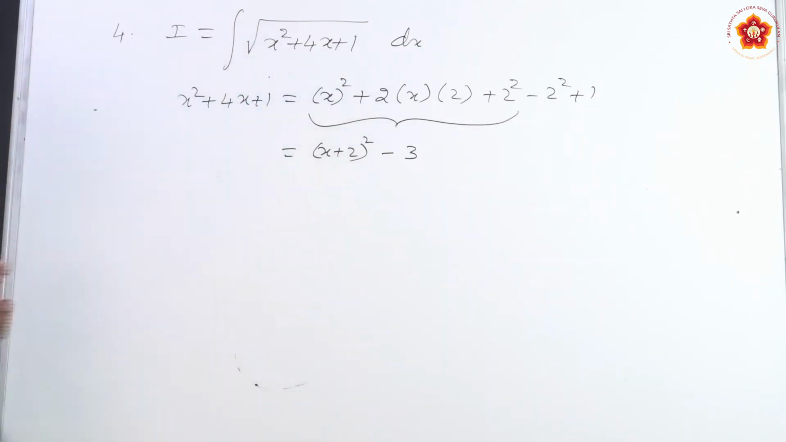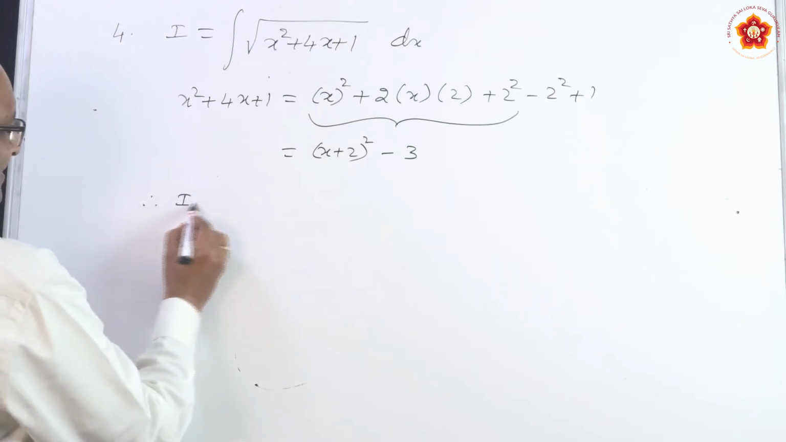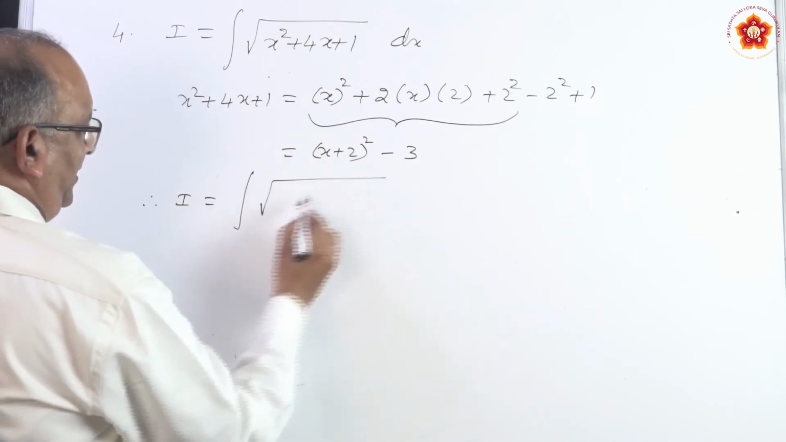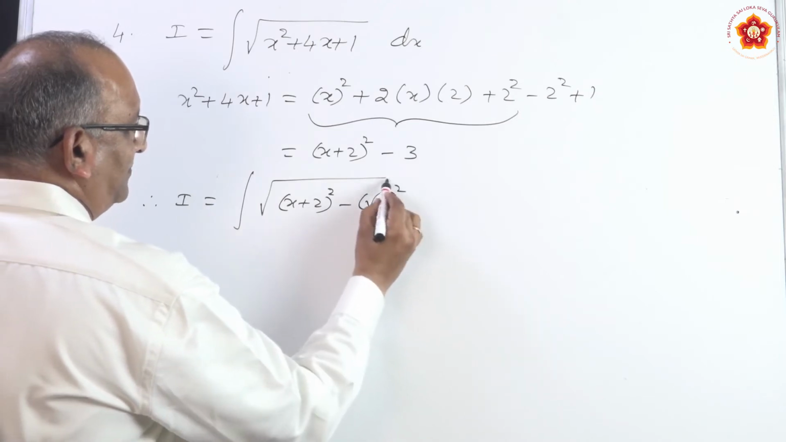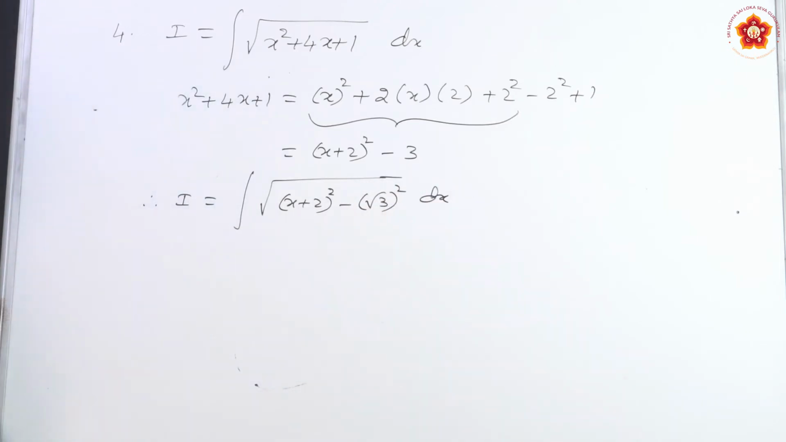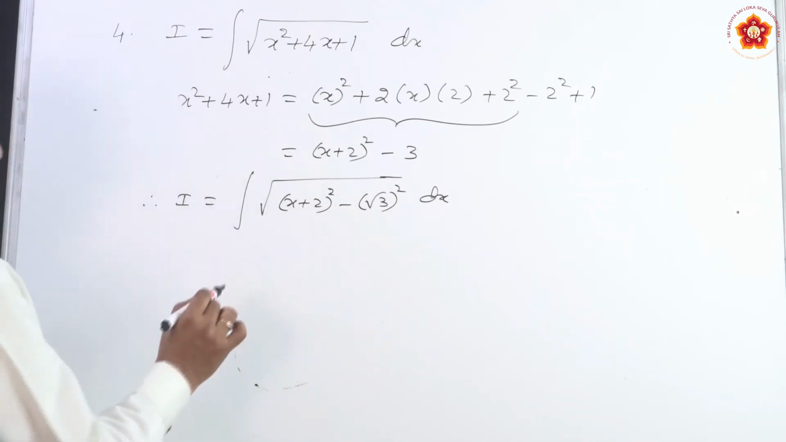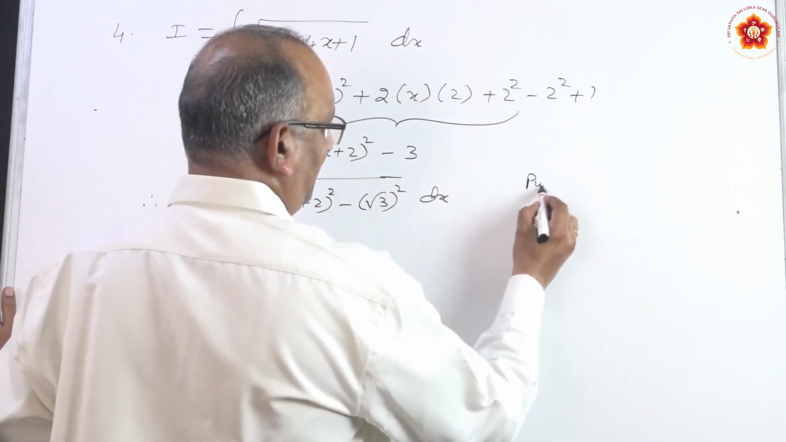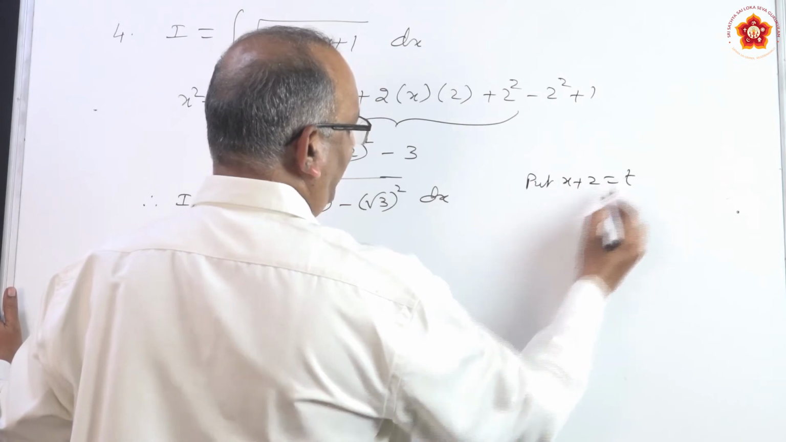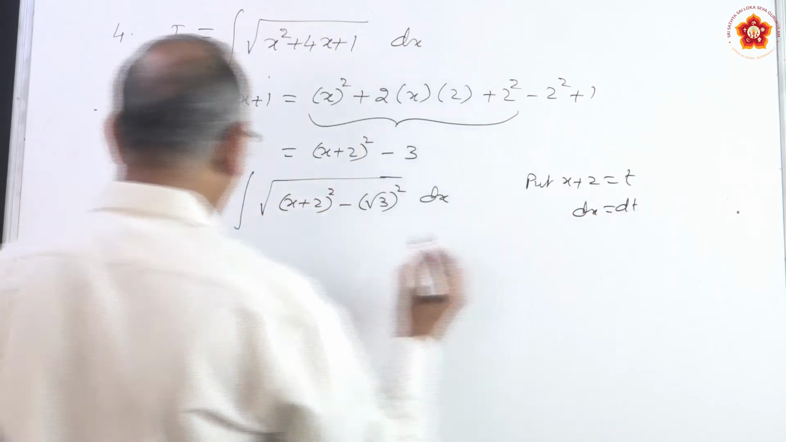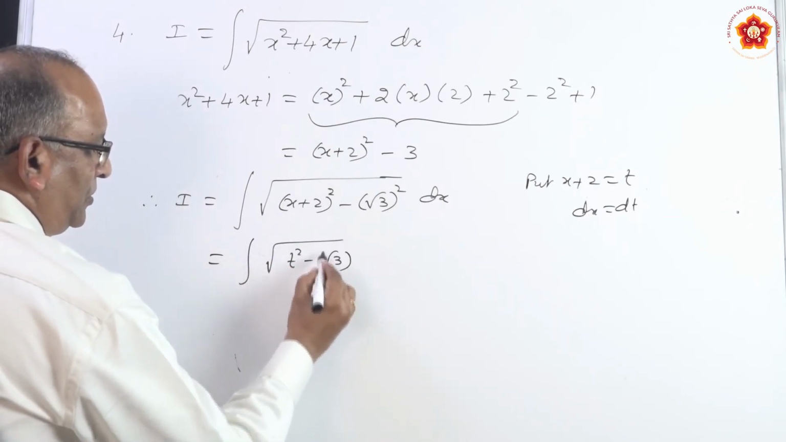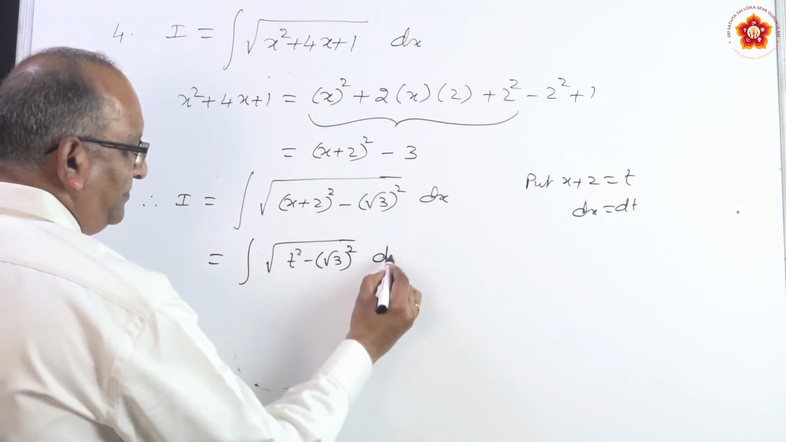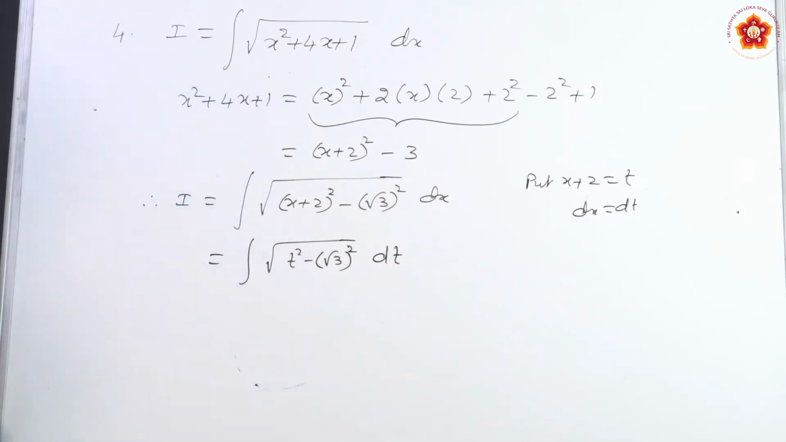This can be substituted in its place. Hence, I is equal to integral of under root of x plus 2 whole square minus root 3 square. How do you go about? We know the formula. What is the formula you know? Or before you go to the formula, we can say that put x plus 2 equal to t, dx is dt. So this integral can be simplified as under root of t square minus root 3 square dt, because dx is dt. Now recollect the formula.